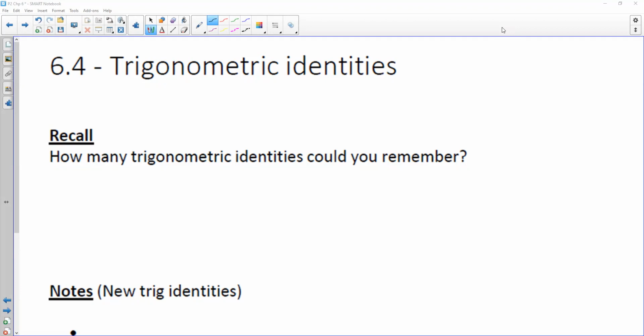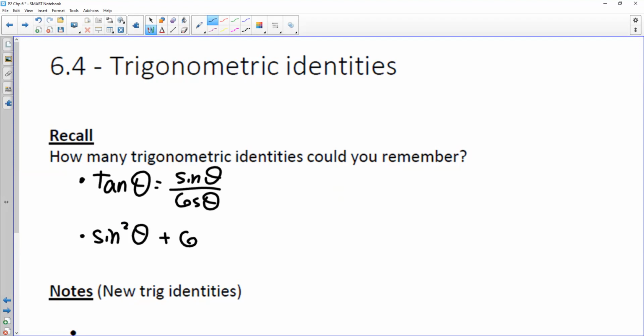So first of all, as a first exercise, can you recall and write down as many trigonometric identities that you have learned or could remember? Okay, there are only two. They're not in any order in particular. The first one, we know tan theta equals sine theta over cos theta. And the second one is sine squared theta plus cos squared theta equals 1. So these two are what you've learned before.